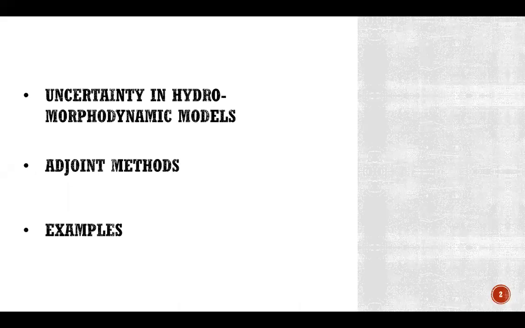So the general structure of the talk. In the first part, I'll talk a little about hydro-morphodynamic models and the uncertainty that's associated with them. Then I'll give an overview of adjoint methods, how we derive them and what we use them for. And finally, I'll go over some examples of how we use adjoint methods in particular with hydro-morphodynamic models.